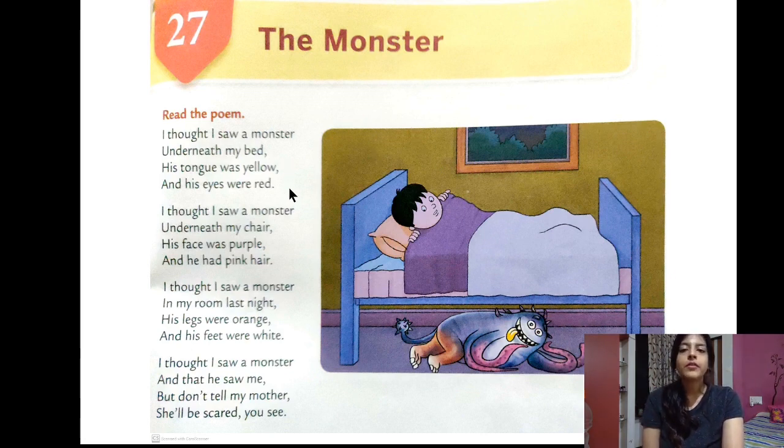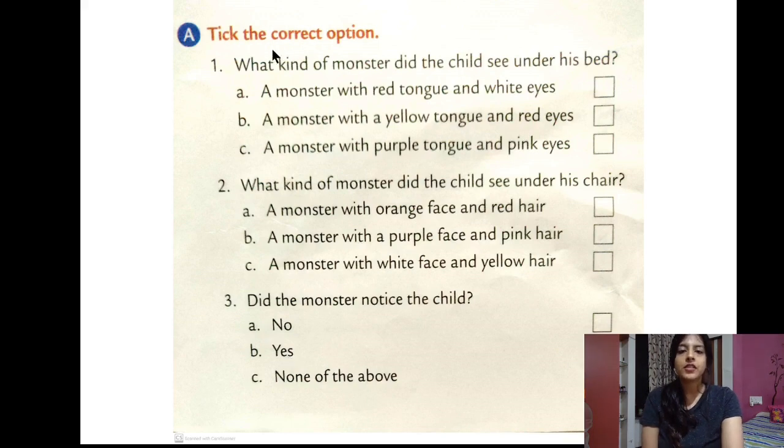So now we have to answer some questions regarding this poem. Let's see what the questions are. First, you have to tick the correct options. Now you've read the poem. What kind of monster did the child see under his bed? A monster with a red tongue and white eyes? No. A monster with a yellow tongue and red eyes? Yes, it was a monster with a yellow tongue and red eyes. So you tick the B option.